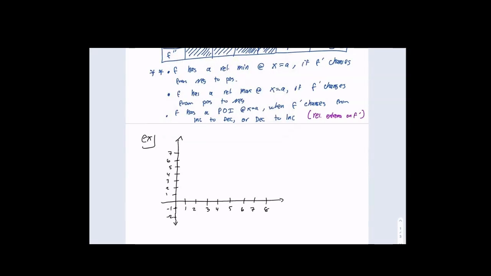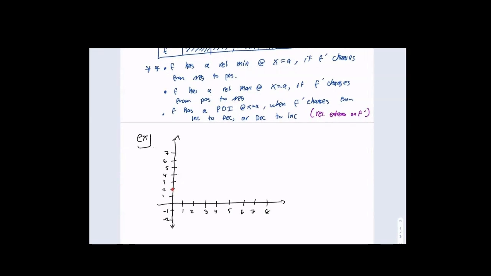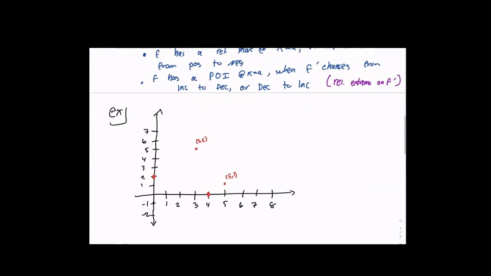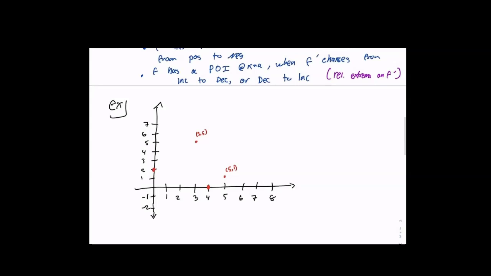This graph has a point at (0, 2), at (3, 5), at (4, 0), at (5, 1). Now notice I'm telling you these coordinates because there's not a grid, just to make sure that you're eyeballing where you're putting that point a little bit better.